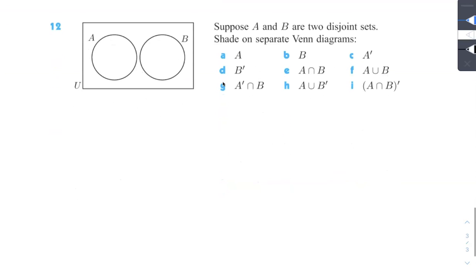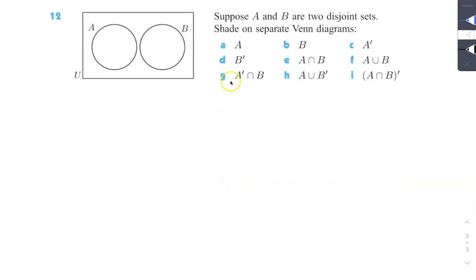Okay, last couple. Suppose A and B are disjoint. Shade on a separate Venn diagram the following. I'm going to cheat a little bit since I could just erase. I'm just going to do them all on here. Sorry for people taking notes at home, you might need to make lots of Venn diagrams. So the first one, I want to shade A. Easy enough. There's A. Done. B, I just want to shade B. Same thing. Probably don't need to shade both of these if you understand the first one.